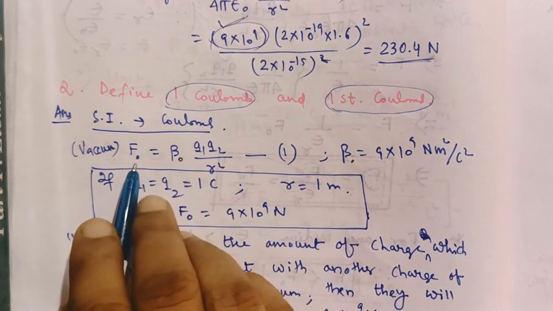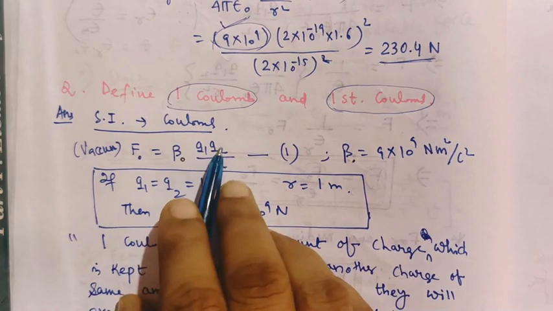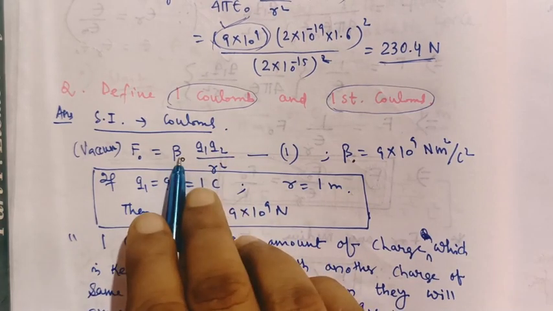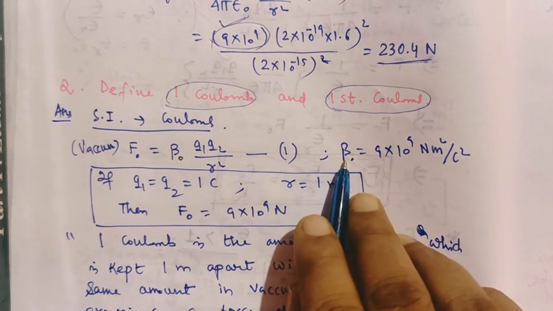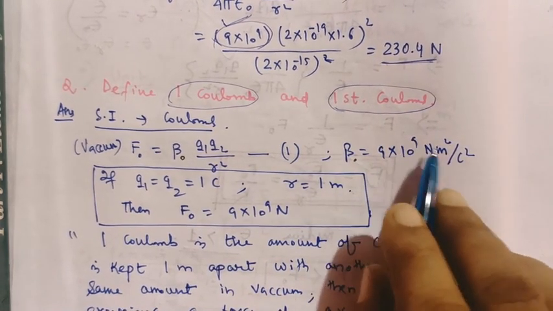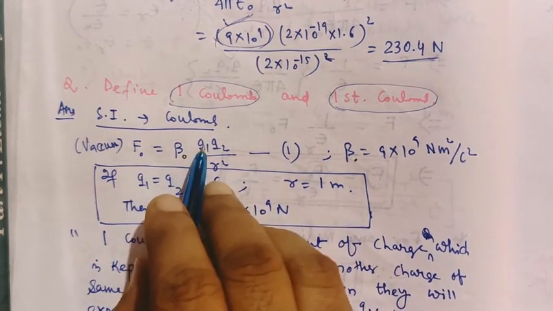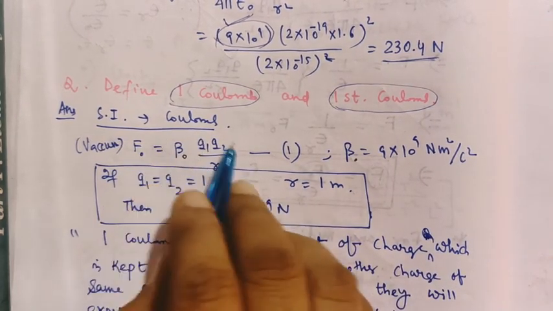So we have written the SI unit formula: F0 is equal to beta 0 Q1 into Q2 by R square. You remember beta 0 in SI value means 1 by 4 pi epsilon 0, and its SI value is 9 into 10 to the 9 Newton meter square per Coulomb square. Now you put some data in this formula.